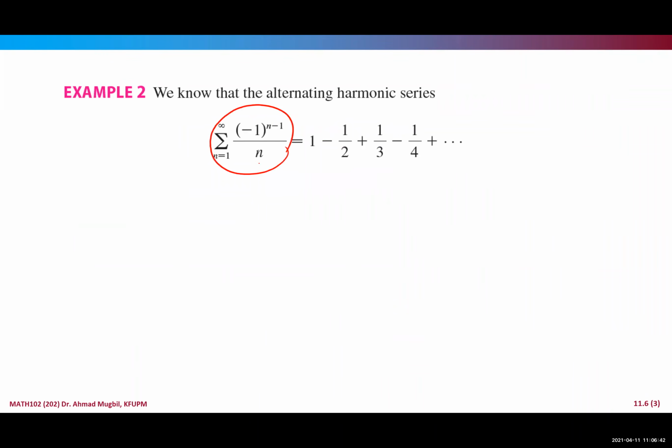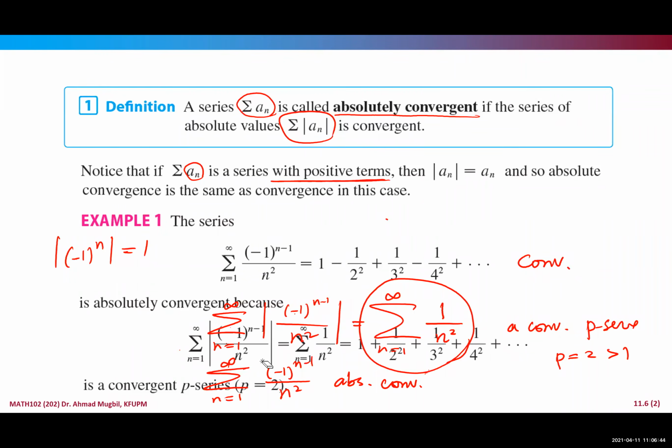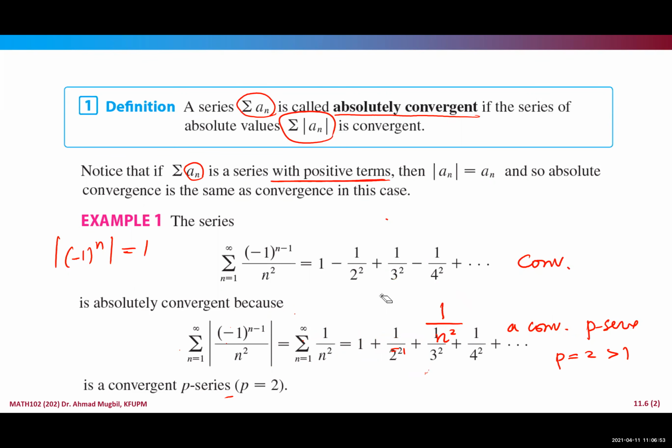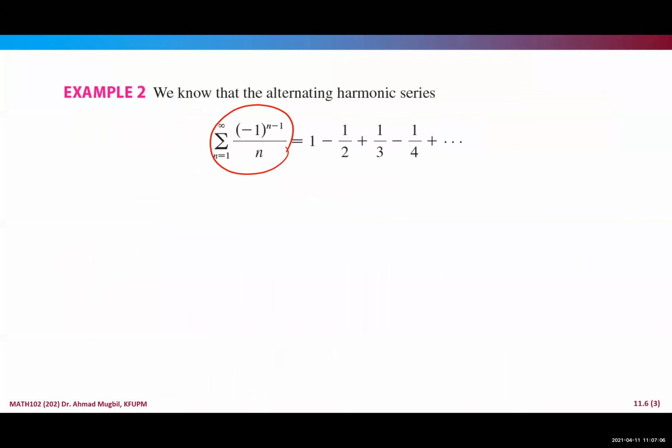Is there a difference between absolutely convergent and convergent? We will see that in a minute. We will see the relationship between convergence and absolute convergence, and which one is stronger. What do you think? Which one is stronger? I think absolutely convergent. Yes, you're right.